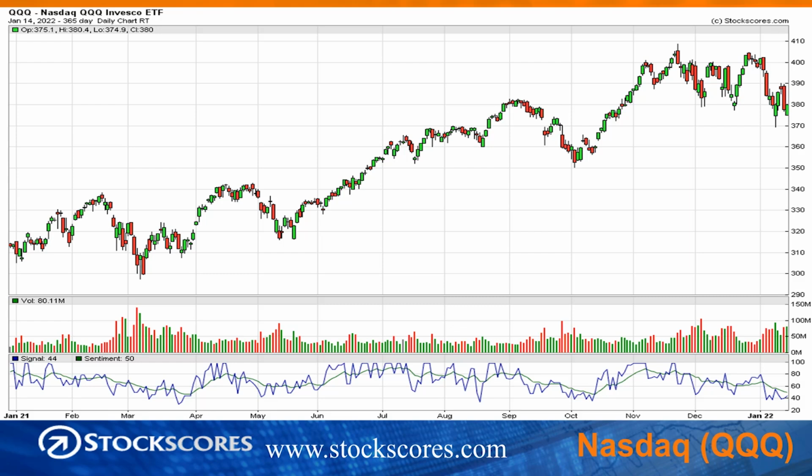NASDAQ 100, fairly choppy trading. You can see the volatility here is not a lot in terms of how tall the candles are each day. And here we're getting a lot more volatility. Look how tall these daily trading ranges are. That's basically a sign that investors are feeling uncertain. We don't really have support until down here, and so this NASDAQ market could fall a lot farther before it hits that support zone.